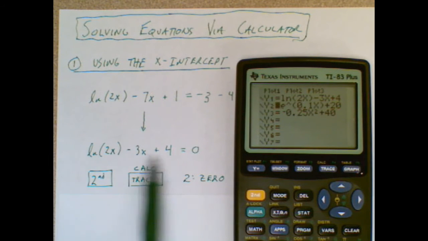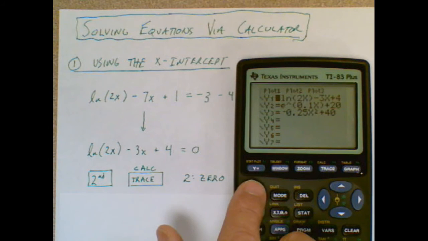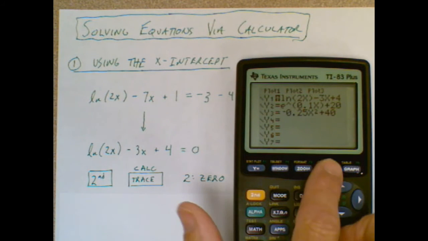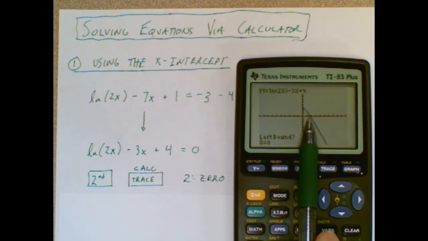Okay, you can see that this equation is in my y equals screen. I'm going to activate it, and now I'm going to follow these steps. I'm going to go to second, calc or trace, and I'm going to choose 0. It's going to give me a graph of my activated equation, and essentially I want to know what that x-intercept is. Once I know that x-intercept, I know the answer to this equation.